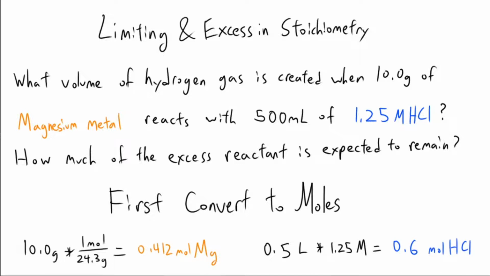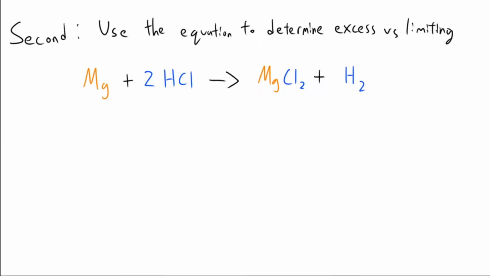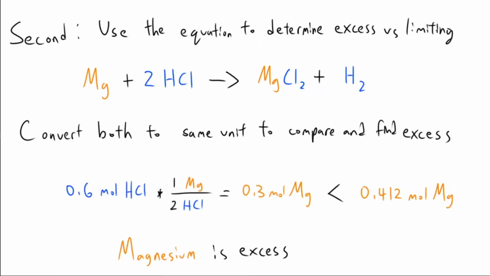Well, first, we must convert everything to moles. Then, we can use the reaction equation to help determine which reactant will be excess. To do this, I like to convert both units to the same by using the mole-to-mole ratio. In this case, I convert the 0.6 mole of HCl I have to see the equivalent amount of magnesium metal I would react with it to find that it is less than the amount I have, meaning that HCl is my limiting reagent and the magnesium metal is my excess.